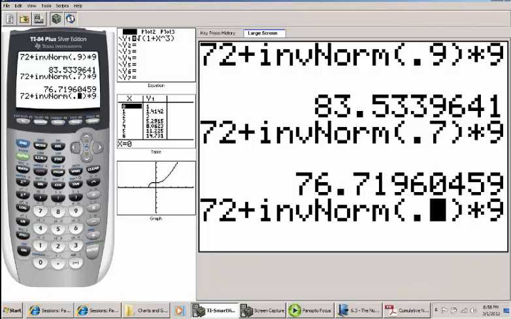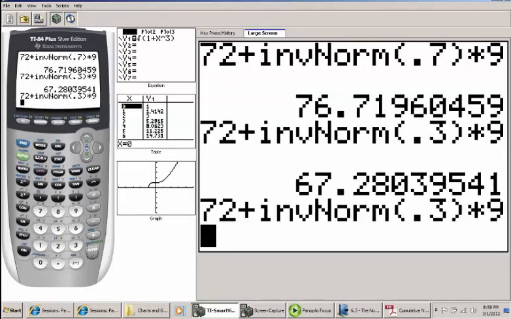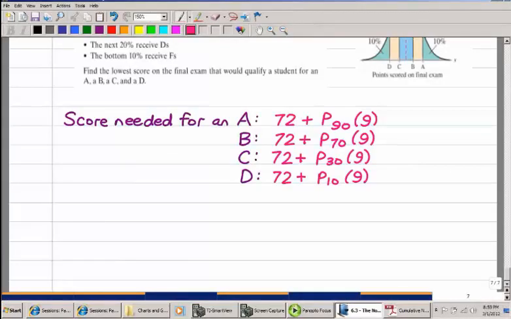Let's do the C's. 67.28. So anything between 67.28 and 76.72 is considered a C. And then 0.1. Anything from 60.47 up to 67.28 would be a D. And of course anything below a D is automatically an F.